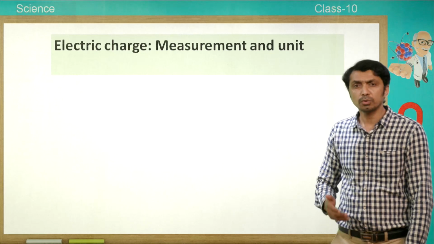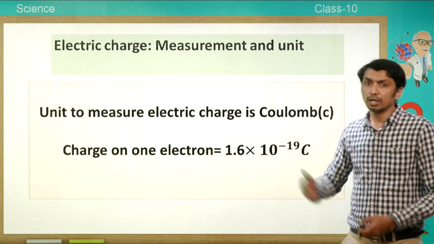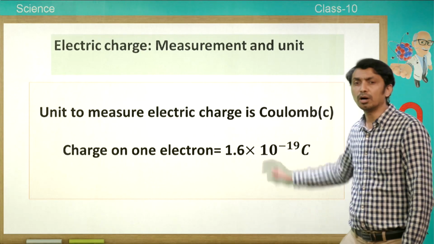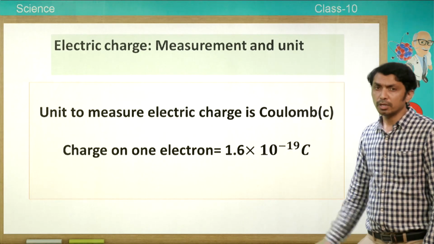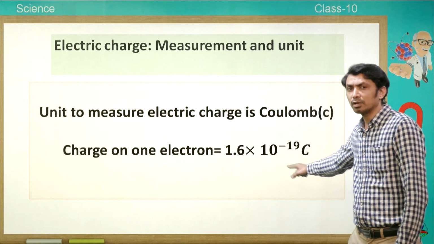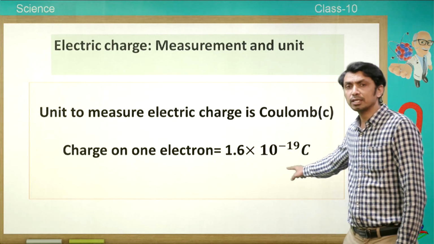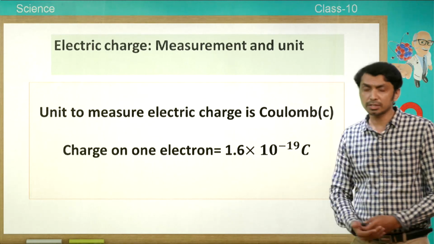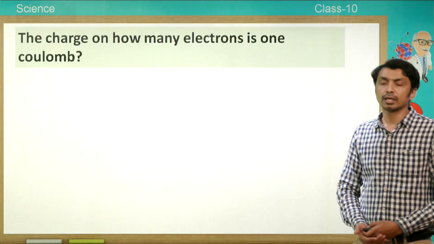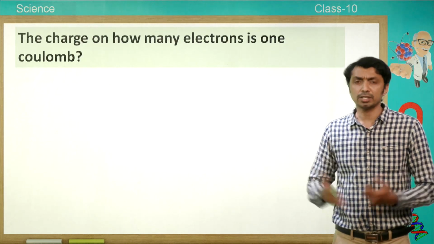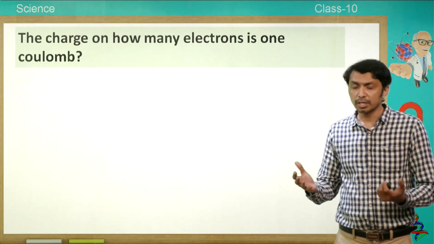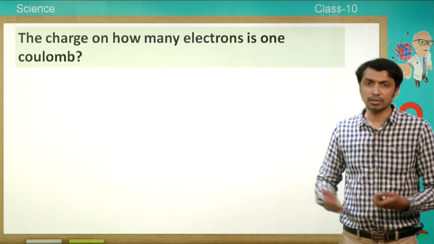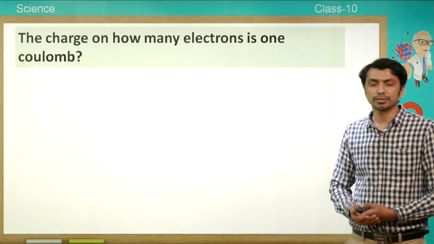Now, how do we measure electric charge? The unit that we use for measuring electric charge is coulomb. Now, you know that the charge on one electron is 1.6 × 10^-19 coulomb, which is a negative charge for an electron. Now, the question is, how many electrons will make the charge equal to 1 coulomb? How can we calculate it? Come, let us find it out.